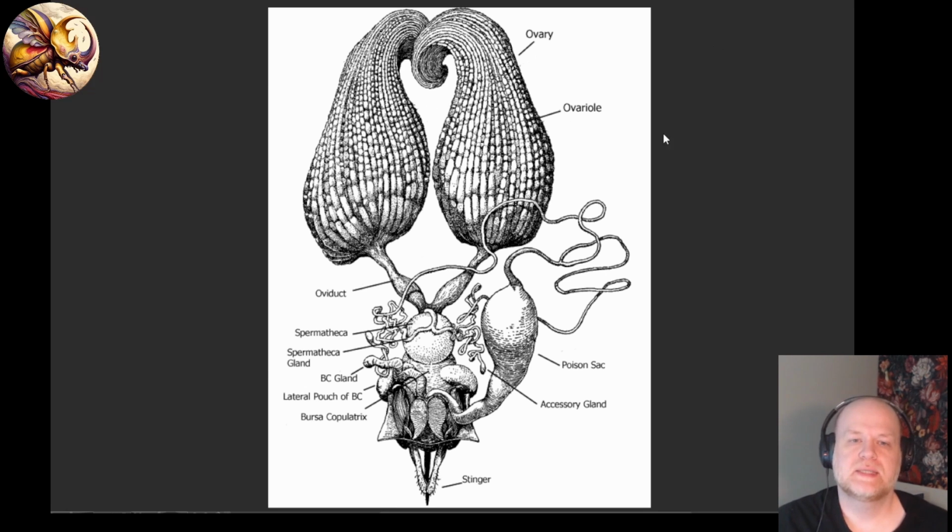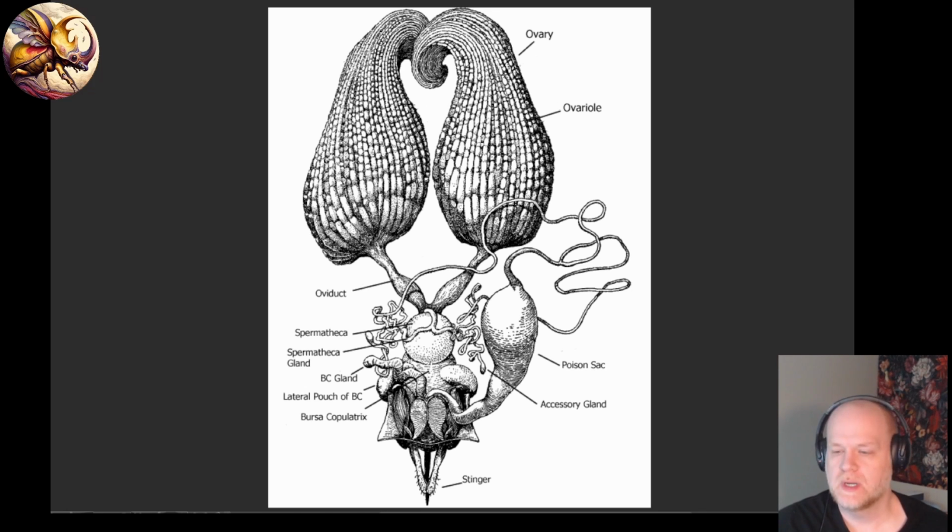But in the female queen, the female reproductive system is very, very large. It's extremely well developed because she is responsible for the production of all of the eggs for the colony. So her reproductive system is a good example to use.